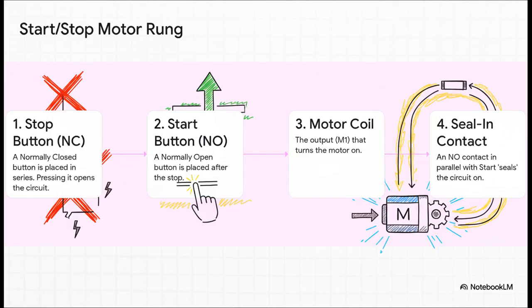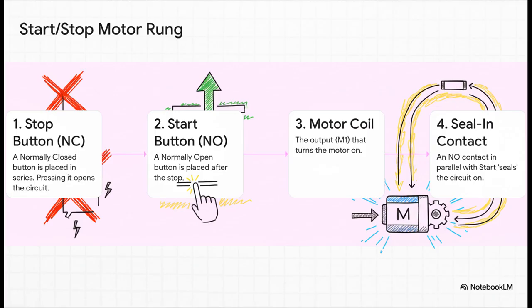First, we put in our stop button, and it's normally closed. That means power is flowing right through it, just waiting. Next in line is our normally open start button. Nothing's happening until we press it. The second we do, the path is complete, and our output, the motor coil, turns on. But here's the problem. The moment you let go of that start button, it springs back open, and the motor stops. That's not very useful.